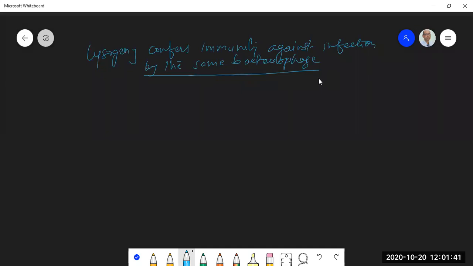Once a bacteriophage DNA has integrated itself into the bacterial genome, in the lysogenic bacterium, it has the immunity that a bacteriophage of the same type cannot infect it and cannot undergo the lytic pathway in such a bacterial cell. This is important, that lysogeny confers immunity against infection by the same bacteriophage. The same type of bacteriophage cannot infect and cannot undergo the lytic pathway in a lysogenic bacterium. I am making it amply clear.